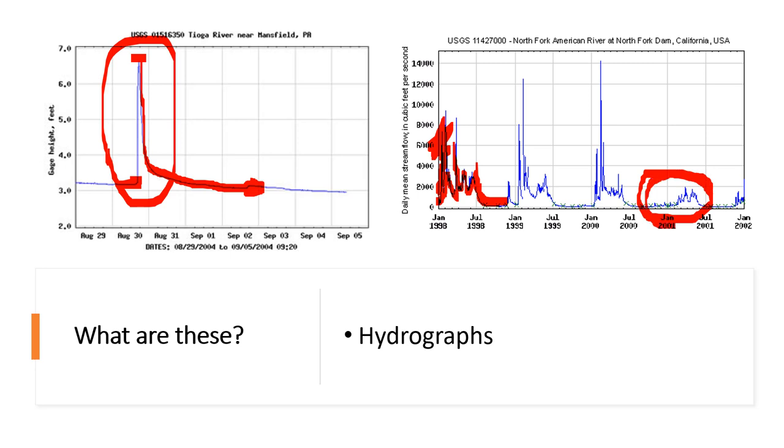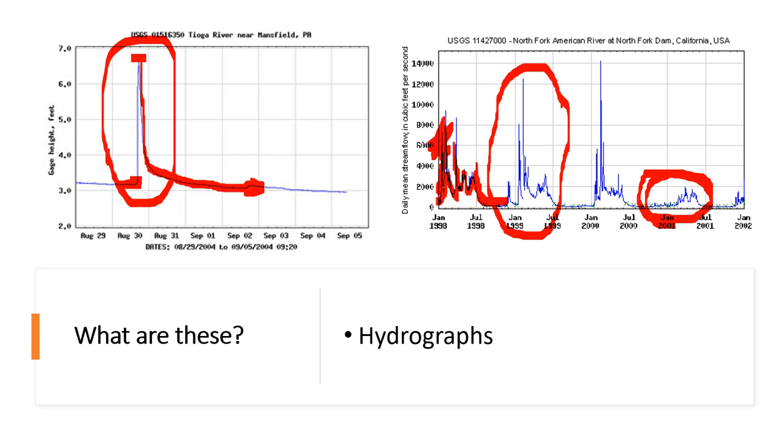2001, clearly a very dry year for this particular location. Compare that to, say, 1999, right? Look at the volume of water that must have exited. The volume of water is the area under the curve. Look at all that water that must have come out. And look how hypervariable that was.